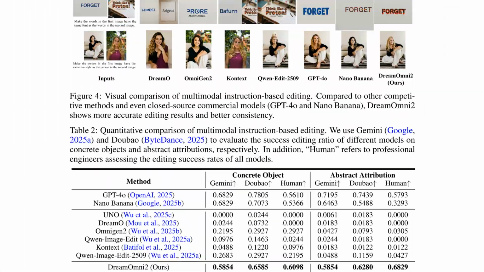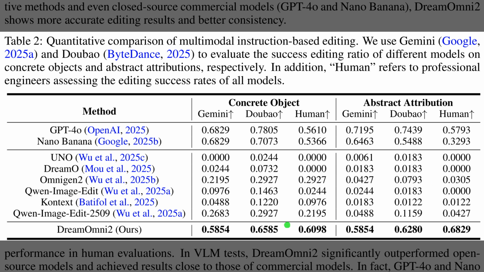So, Table 2 reports head-to-head editing success for multimodal instruction-based editing, split into concrete objects and abstract attributions, with scores from 2 vision language models and human judges. The bottom row shows DreamOmni2 leading in human evaluations across both groups, reaching about 0.68 on abstract attribution. It also posts strong results on concrete objects with humans around 0.61, while staying competitive with commercial systems. The remaining gaps reflect issues like color shifts and attribute drift that automated judges may not reliably detect.